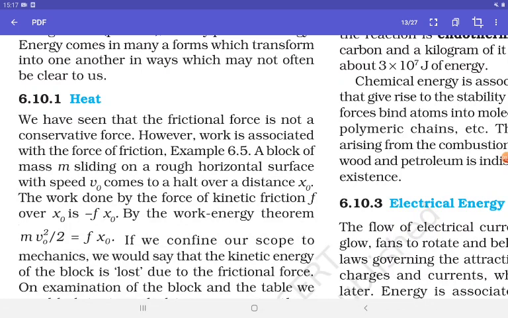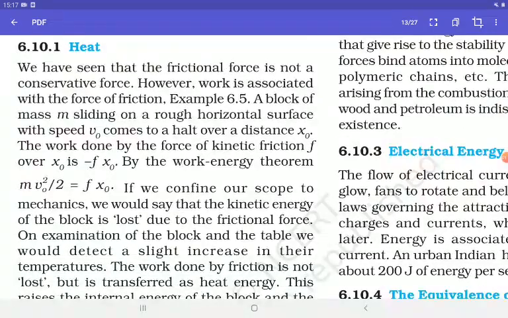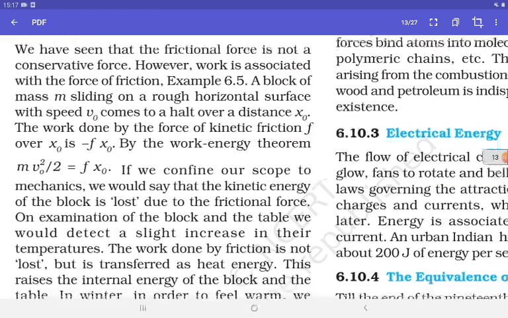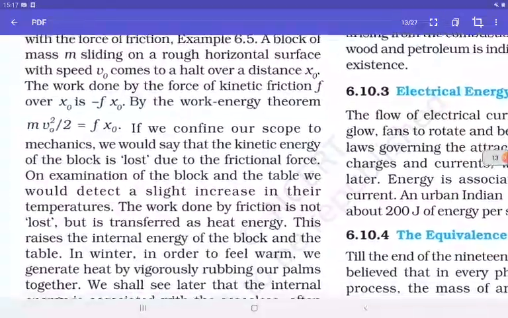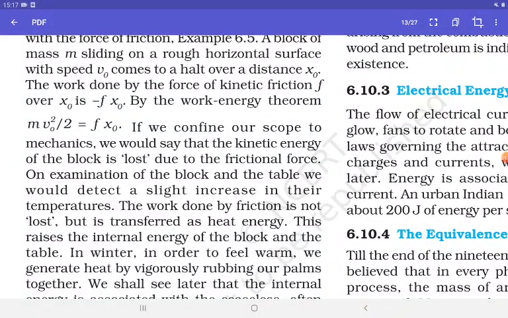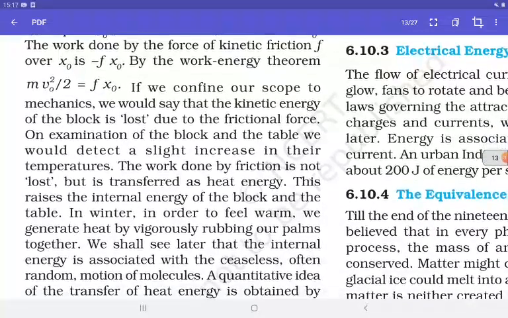The work done by the friction is equal to the initial kinetic energy, m v0 square divided by 2 is equal to f x0. If we confine our scope to mechanics, we will say that the kinetic energy of the block is lost due to the frictional force. On examination of the block and the table, we will detect a slight increase in the temperatures.